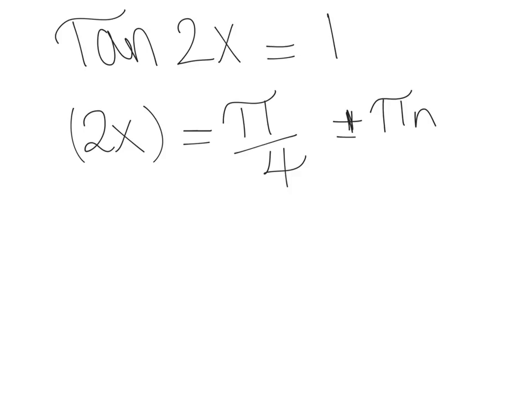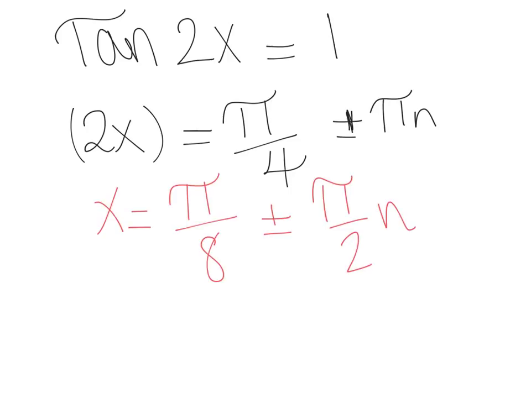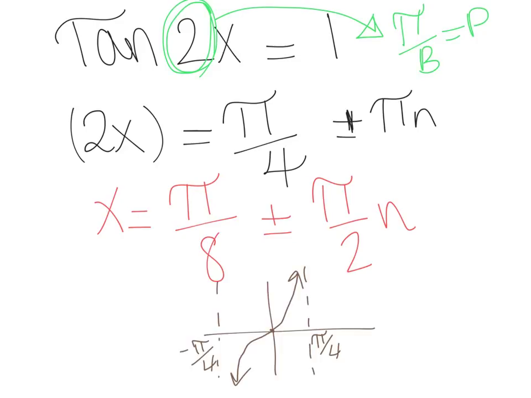Now let's divide by 2 and see what happens. We'll have pi over 8 plus or minus pi over 2n, just because I divide by 2 everywhere. And that's true because if I look at b, which is my period changer, I'll find that it changed the period. So for tangent and cotangent, we don't do 2 pi divided by b, we just do pi divided by b to get the period, because the graph repeats originally every pi. So if I do pi divided by 2, then I'll see that the graph repeats every pi over 2. So the one cycle of the graph is now just pi over 2.